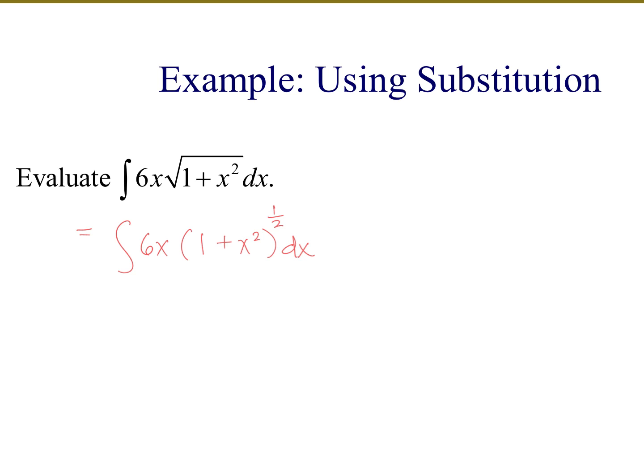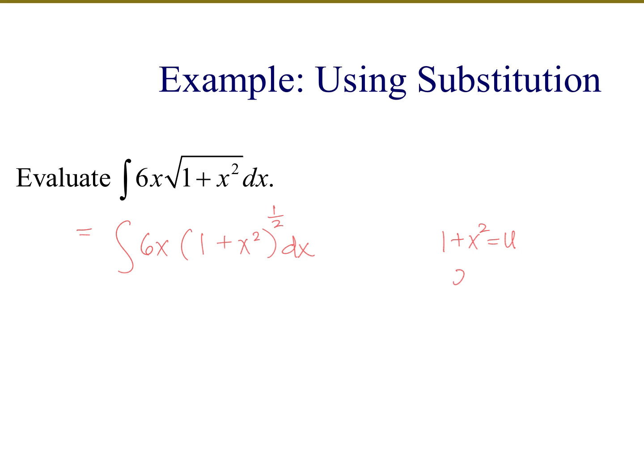So what part of it? Usually the thing that's in the parentheses, especially if it has a higher power than what's outside of the parentheses, the thing in the parentheses is going to be good to choose. So choosing 1 plus x squared would be for our u.